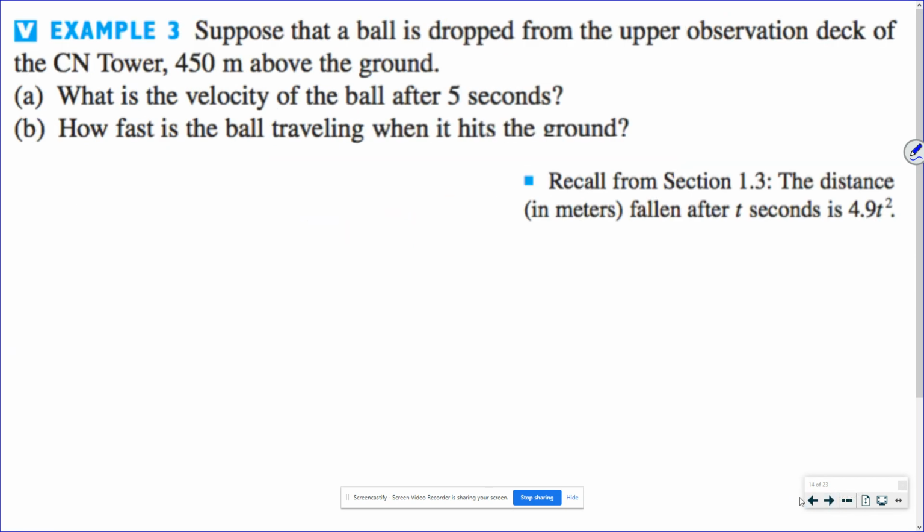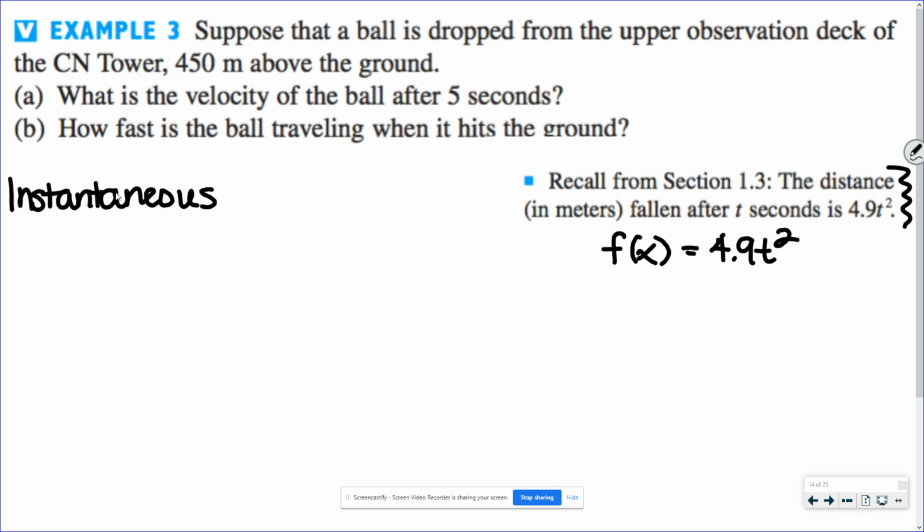All right, so here is a question that we're going to answer together. I am going to start by saying that the function is equal to 4.9t squared. Suppose that a ball is dropped from the upper observation deck of the CN Tower, 450 meters above the ground. What is the velocity of the ball after 5 seconds? I need to find the velocity, but the way it's worded, it is implying that they want us to find the instantaneous velocity.